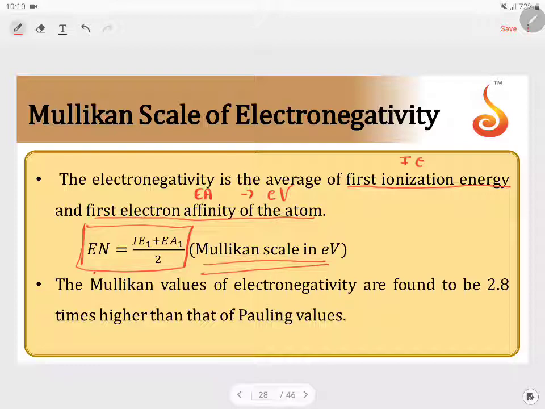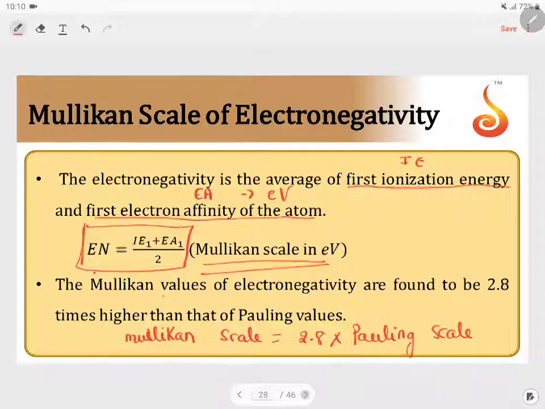And at this point, we have already learned that the Mulliken scale value is found to be 2.8 times higher than that of the Pauling scale. Therefore, electronegativity in the Mulliken scale will be 2.8 times that in the Pauling scale.